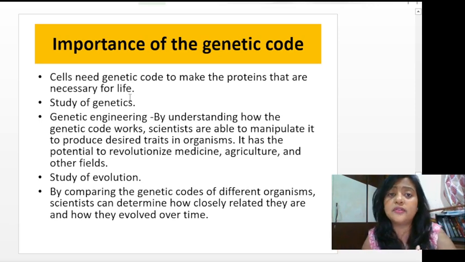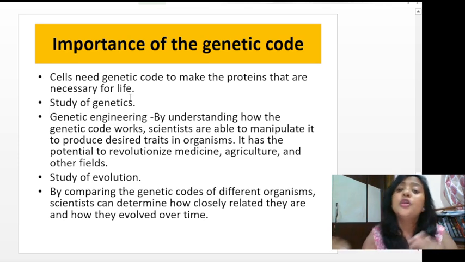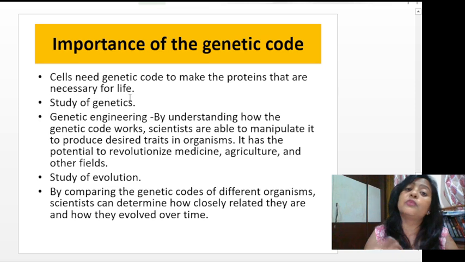Suppose we need a certain trait, which means we need a certain type of protein. When we know which amino acid is required for this protein, we can manipulate the genetic code and produce the characteristics we require in that organism. This has the potential to revolutionize medicine, agriculture, and all other fields. Also, for evolution studies: when evolution occurs, there are protein changes, so we can study that. We can also compare genetic codes of different organisms and see how closely they are related and how they have evolved over time.